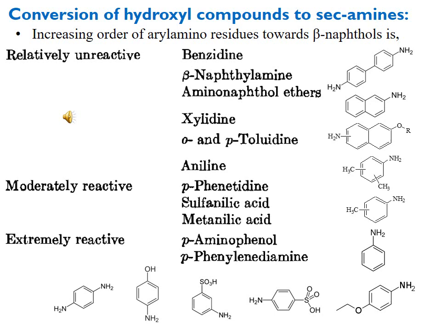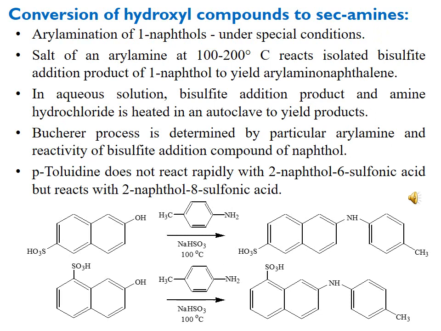So this is basically the order of the different aromatic amines which can be used for the conversion of hydroxyl compounds into secondary amines. As we discussed the conversion of beta naphthol into secondary amines in the normal routine conditions, what about the conversion of 1-naphthol into secondary amine?